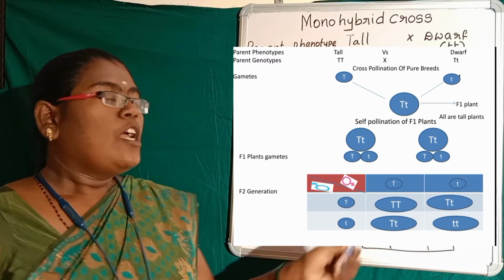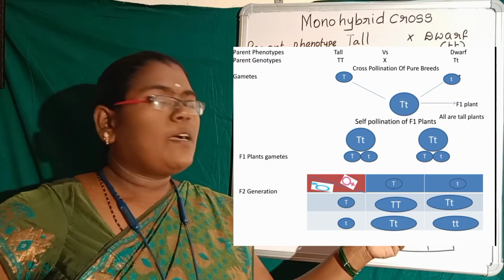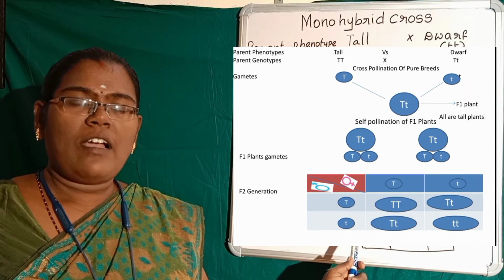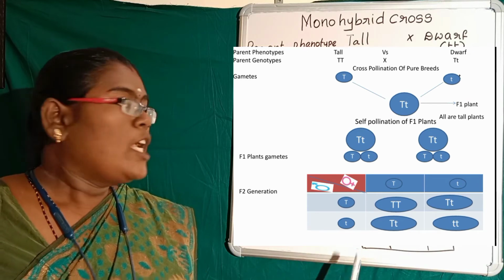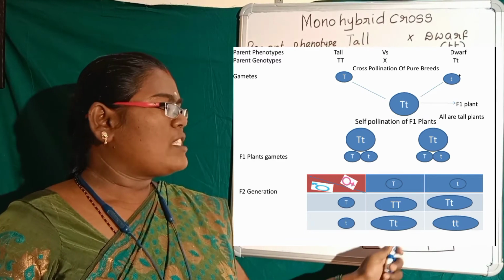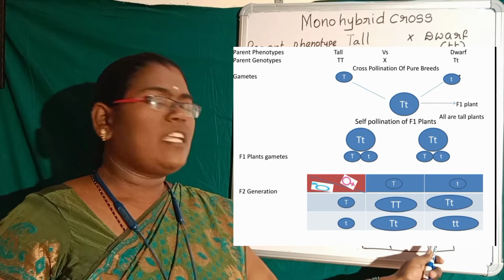Okay, here see that. In this row we write one particular plant's gametes, capital T and small t. Here also the other plant's gametes, capital T and small t. So if you see that, here capital T, if you fuse these two, capital T, small t.